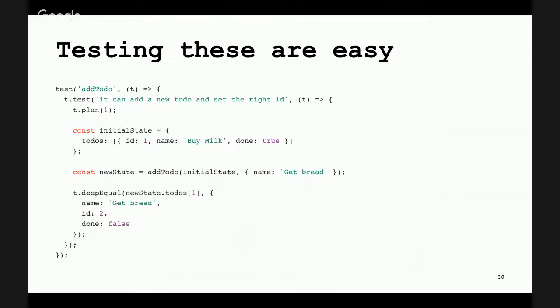So I create my initial state, which is an object with to-dos where I've got an array with one to-do in. And then I create my new state by calling the addToDo function. I give it the initial state and I give it the new to-do. And I can assert that the second to-do in the array is equal to that to-do I just added. There's no knowledge here about React. There's no setup of React. There's nothing to boot my application, as it were. I'm just testing plain functions. So I'd really encourage you to do this as much as possible.